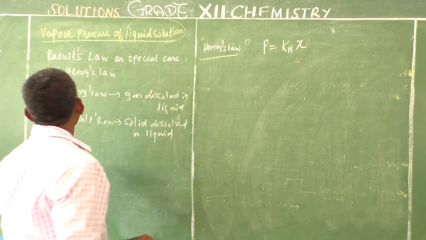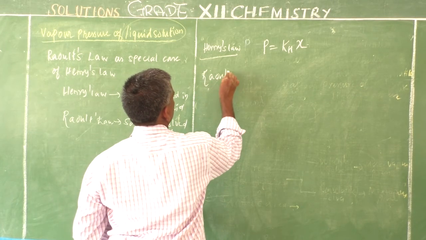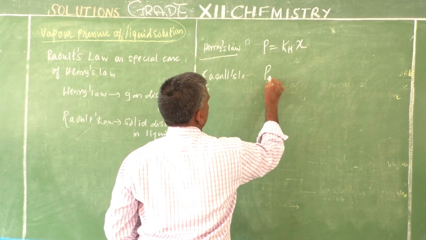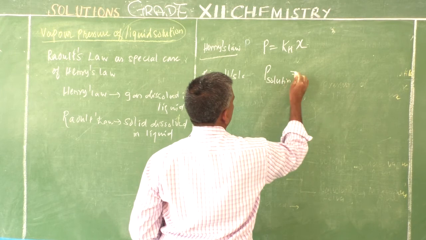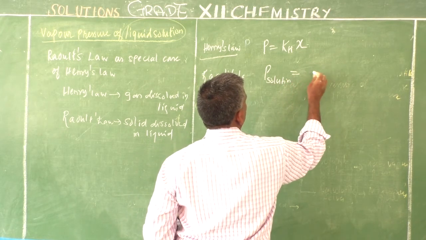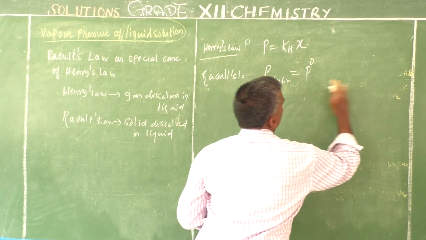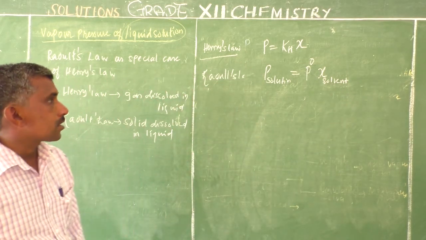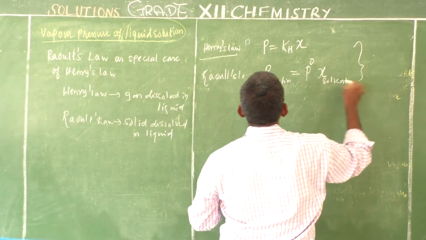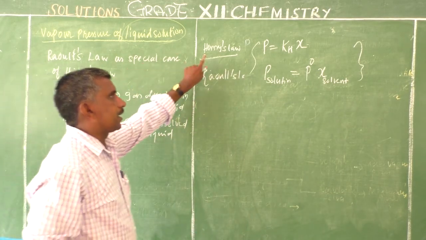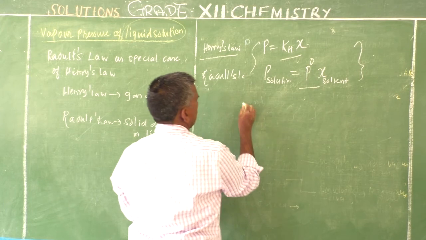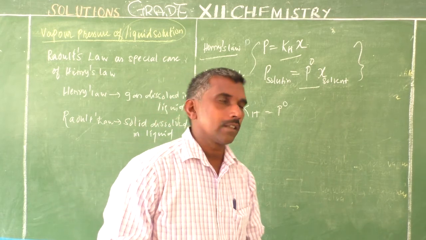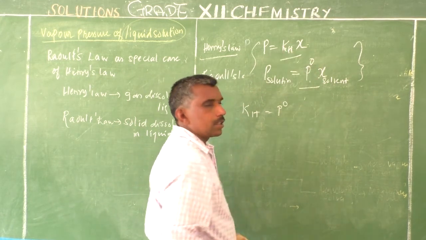Raoult's law, from the previous class: the vapor pressure of the solution equals the mole fraction of the solvent times the pure solvent vapor pressure. So now you see the topic: Raoult's law is a special case of Henry's law. When kH equals P0, Henry's law becomes Raoult's law.